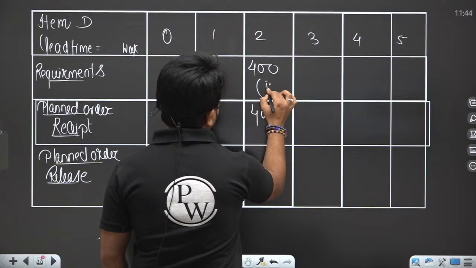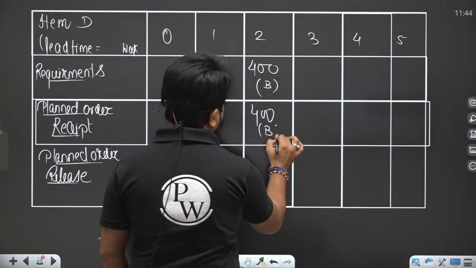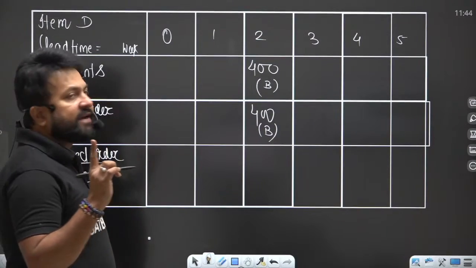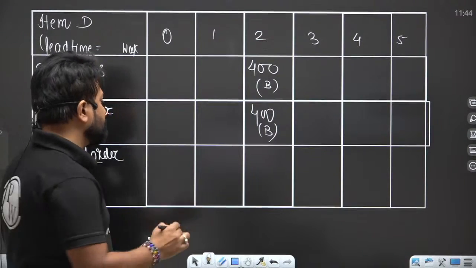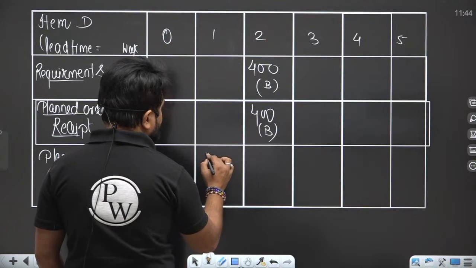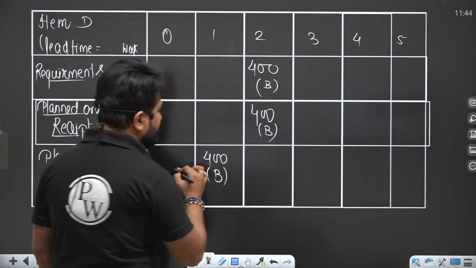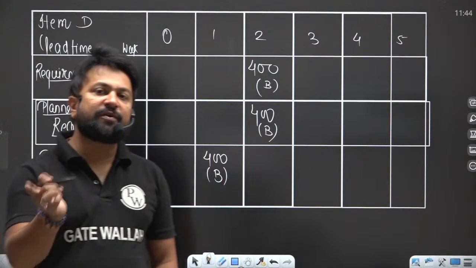Here I am writing for B. Now it should be released. Here D has a lead time of 1 week, so it should be released 1 week before, right? I am writing for B. Now D is required for C also.